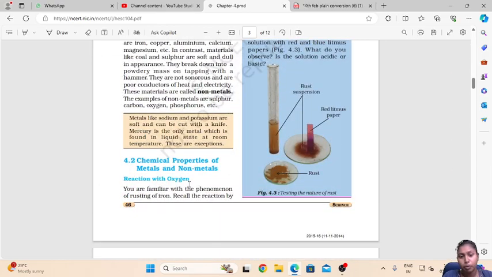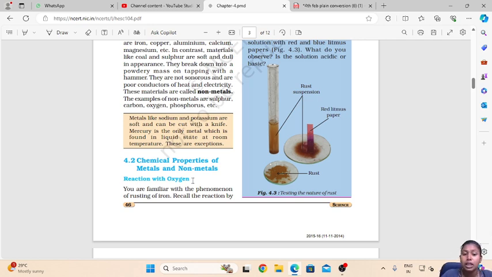So in chemical properties, we'll see reaction of metals and non-metals with oxygen, reaction of metals and non-metals with water, with acids, bases, and a few displacement reactions of metals and non-metals. So we'll start with reaction with oxygen.